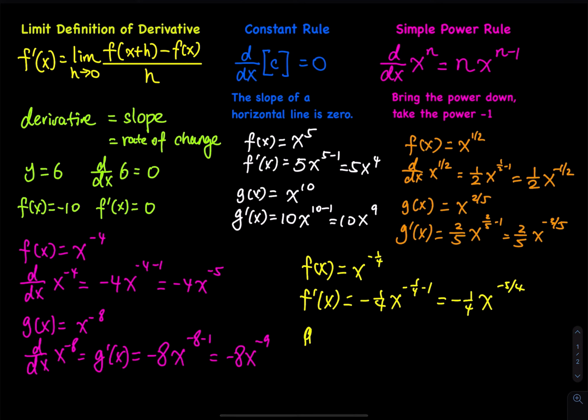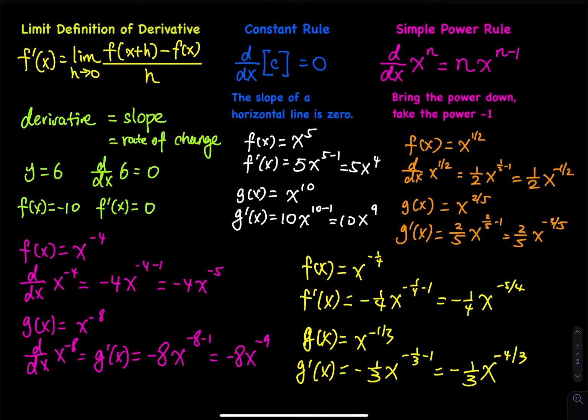Let's try one more. So let's say g of x is equal to x to the negative 1/3. So g prime of x, you bring the negative 1/3 down, and then x raised to the negative 1/3 minus 1. So you have negative 1/3 x to the negative 4 over 3.